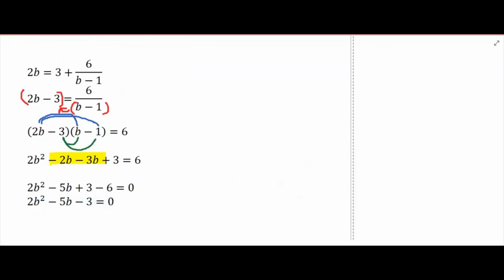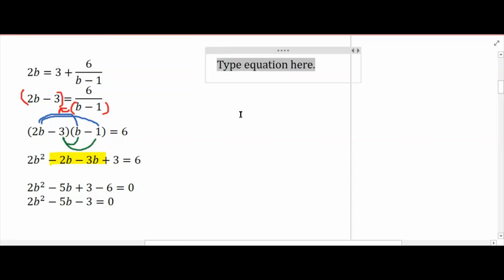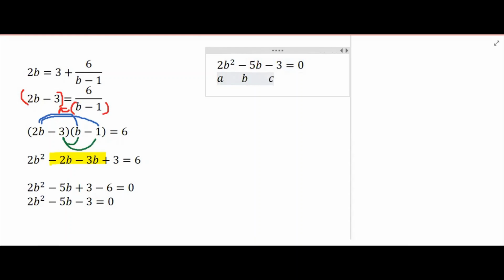How? Okay, remember, I will change to ABC. I show you here. The term with B square, this is the A value. Then the B value is this one. C is without B. So B square is A, B is negative 5, and negative 3 is C.